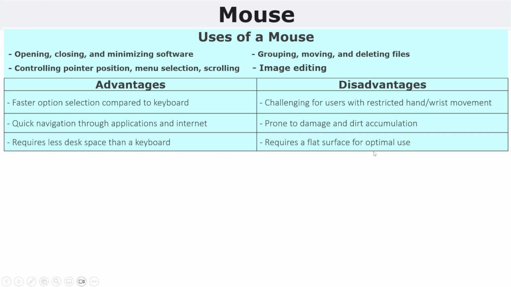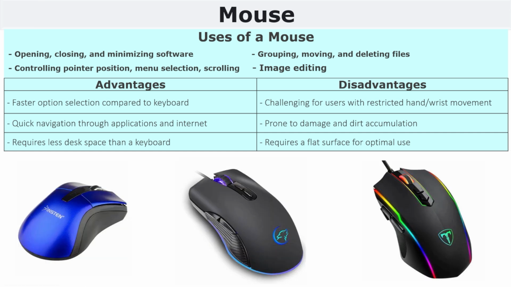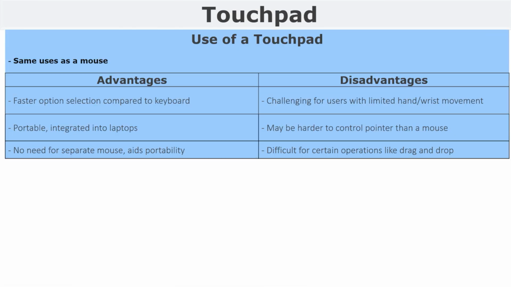If the surface is too smooth, using the mouse doesn't work so well, so it requires a flat surface for optimal use. Now we go to the touchpad. The touchpad is very similar to the mouse and does basically the same use as a mouse. Some advantages of the touchpad is that it's a faster option compared to the keyboard. So again, when you are using keyboard shortcuts, the mouse or the touchpad does a better job than using the keyboard.